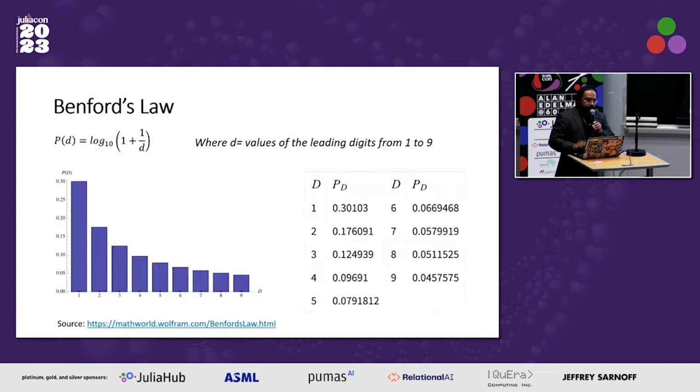Okay, so this is Benford's law. It's also called the leading digit law or first digit law. You can see here it shows the number of occurrences of each digit in financial transactions. So 1 occurs the highest number of times, that is 30%, then 2 17%, 3 12%, 4 9%, and so on.